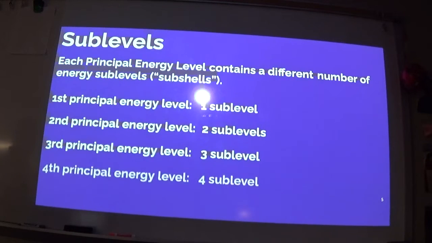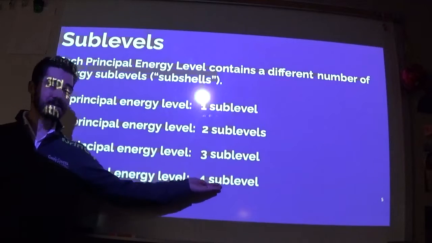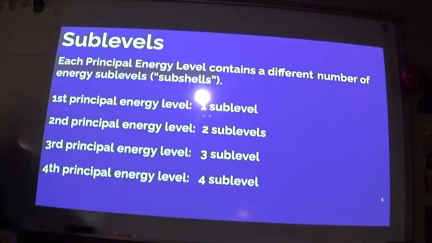The pattern's going to go from there. I'm not going to go all the way up to level 7, but the pattern follows. I'm going to stop at the 4th energy level. On the 4th energy level, there are 4 sublevels. So on the 4th floor of my hotel, I have 4 different hallways that the electrons can spend their time in, so to speak.